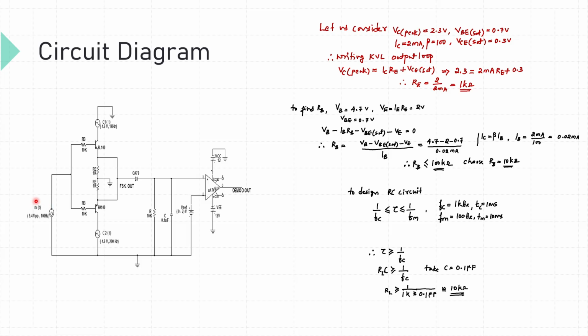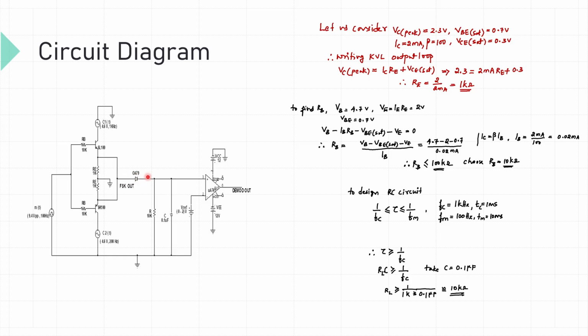Whenever base voltage is positive, the upper transistor is turned on. So at this point we are going to get the high frequency carrier. Whenever base voltage is 0, the lower transistor is on and the upper transistor is off. Therefore, we are going to get the low frequency signal here. So continuously the transistors are turning on and off depending on the base voltage.